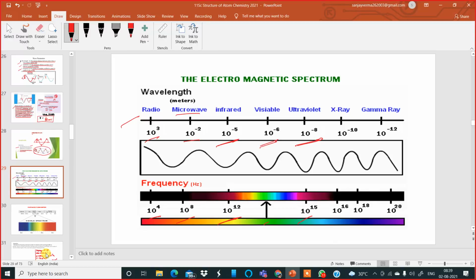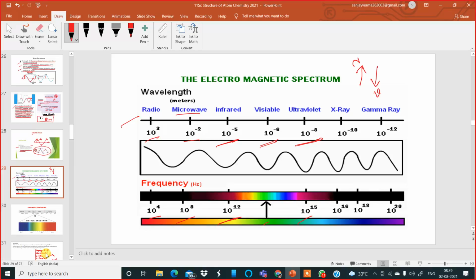So as you can see, when the wavelength is increasing, the frequency is decreasing. They are inversely proportional to each other. So if the wavelength is increasing, the frequency will decrease. That is one relation you have to understand from this electromagnetic spectrum diagram.